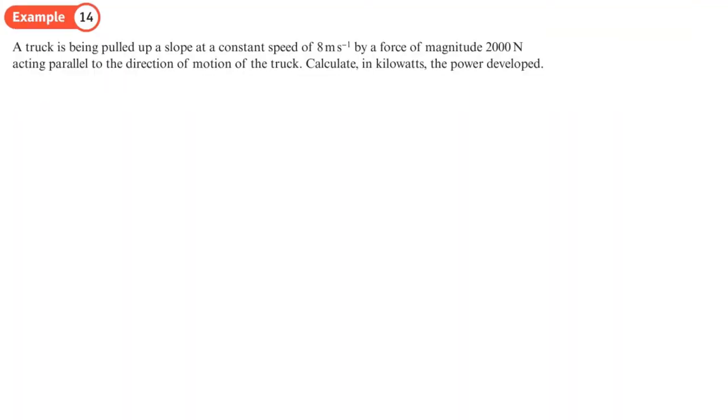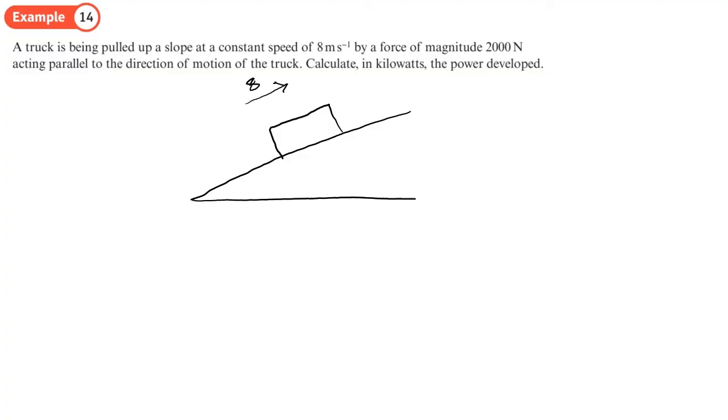A truck is being pulled up a slope at a constant speed of 8 meters per second by a force of magnitude 2,000 newtons. Right, okay. Up a slope. There's my truck. Constant speed of 8 meters per second. The force is 2,000 newtons. Calculating kilowatts, the power developed.